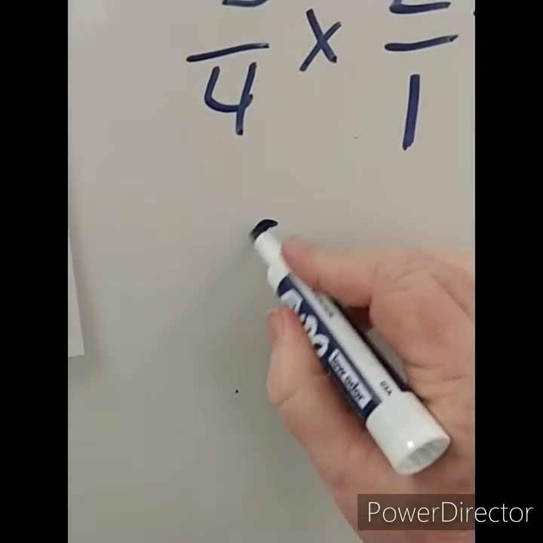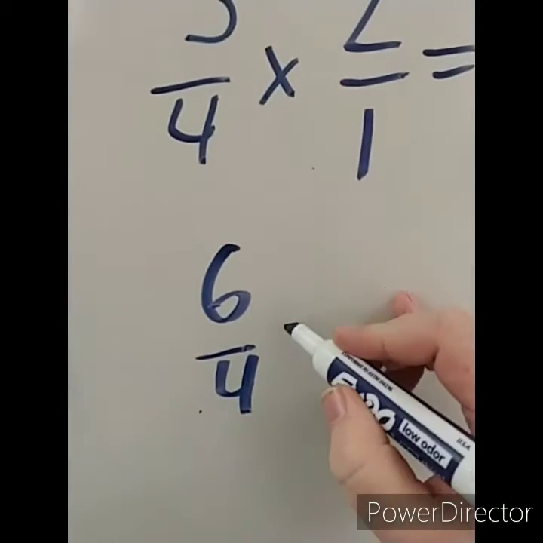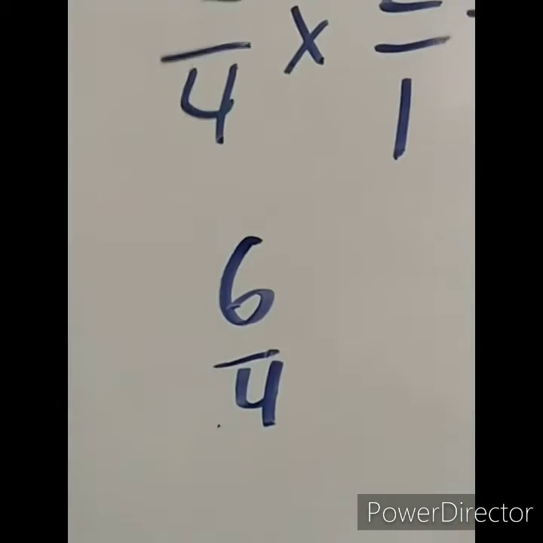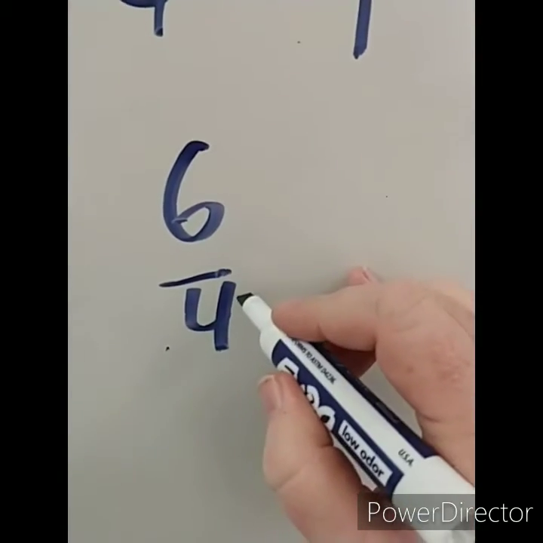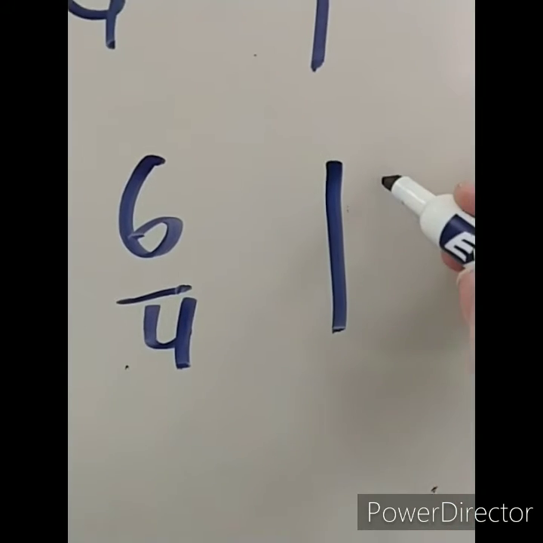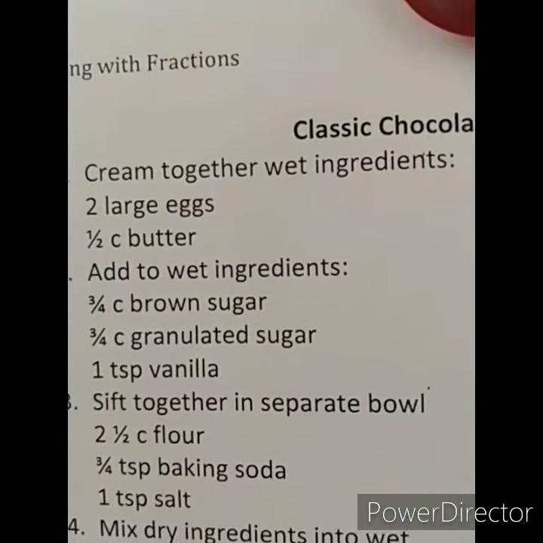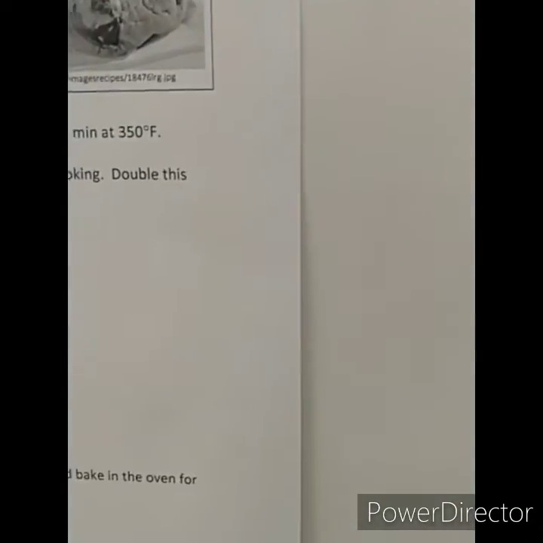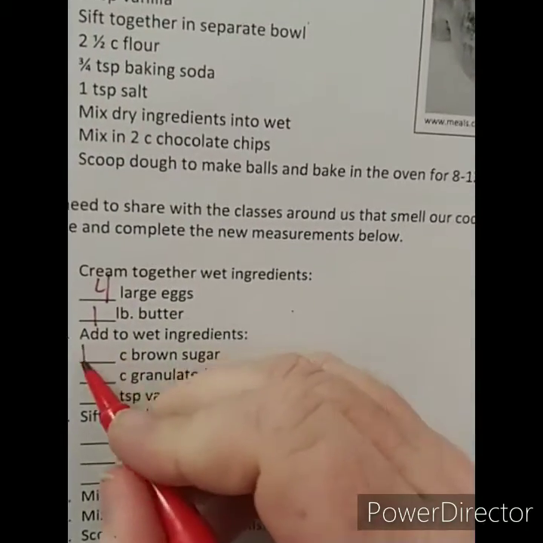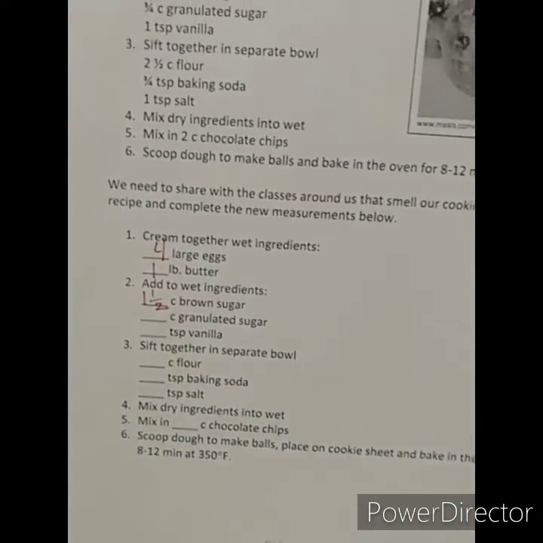Okay, so 6/4 isn't really telling me much. I have to reduce that. Hopefully I remember my math, but if I don't, I can always use a calculator, right guys? And I know that 6/4 is the same as 1 and 1/2. And since that was supposed to be cups of brown sugar, I need to write 1 and 1/2 cups on my paper.